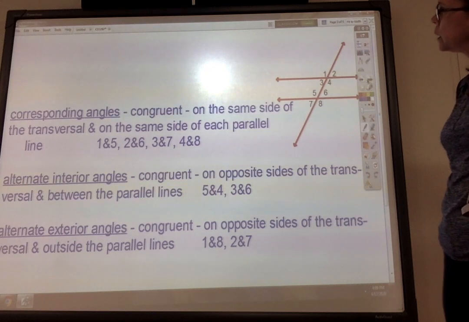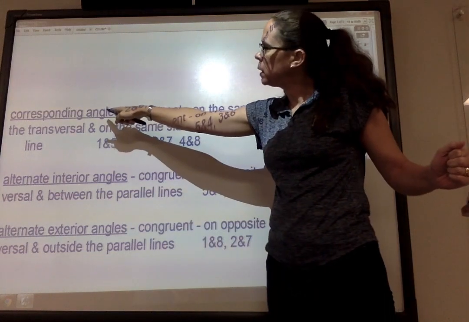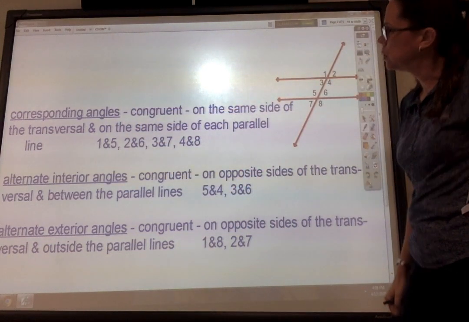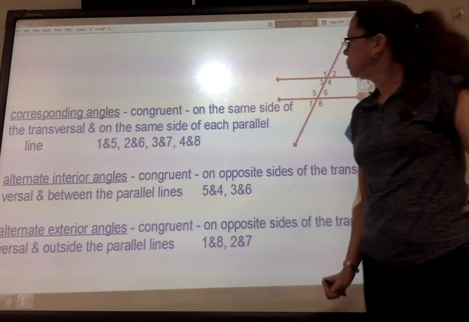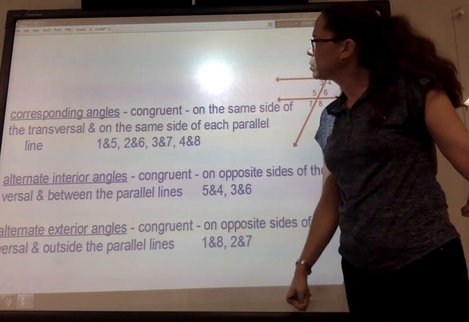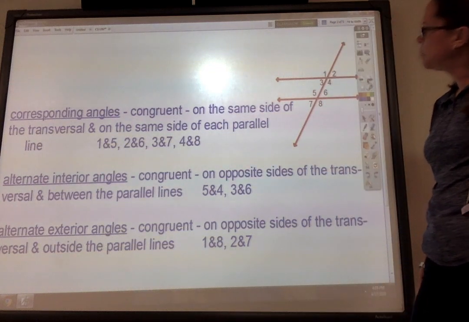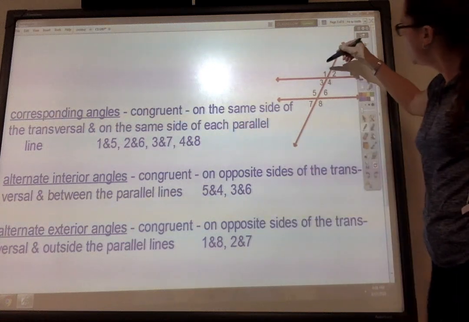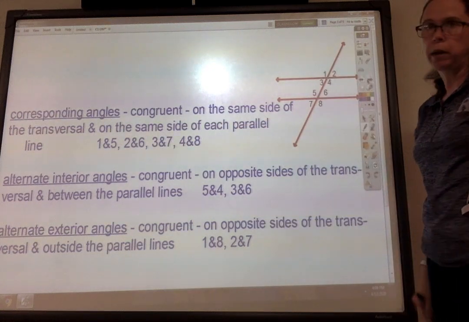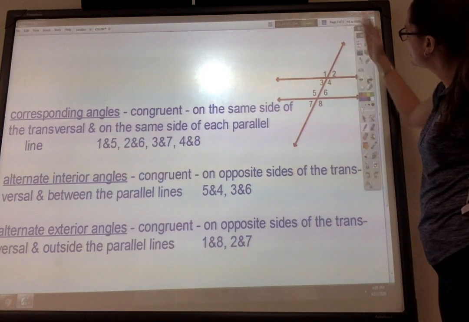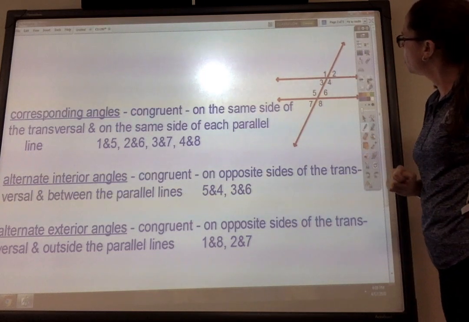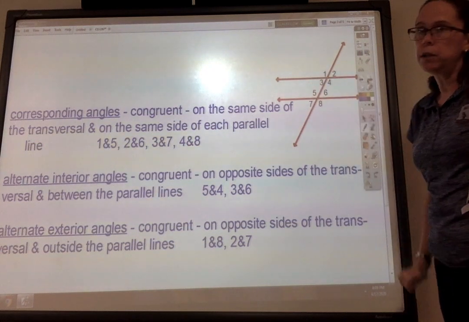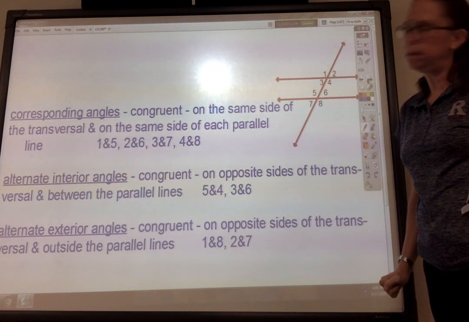So let's talk first about corresponding angles. I'll read the definition. You need to make sure to get it in your notes. Corresponding angles are congruent. They are on the same side of a transversal and on the same side of each parallel line. So in this case, angles 1 and 5 are corresponding angles. Angle 1 is to the left of the transversal and above this top parallel line. Angle 5 is to the left of the transversal and above this parallel line. Do you see it?